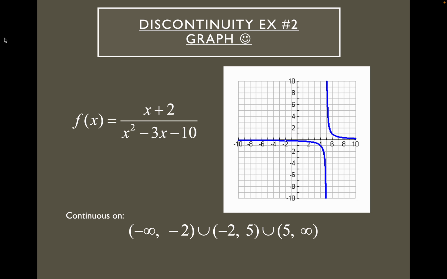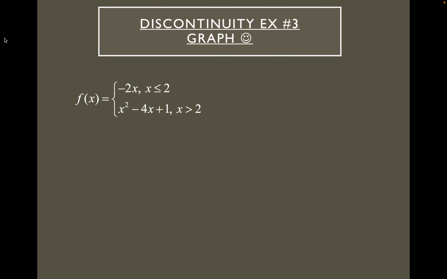Remember earlier we mentioned the -2 is my removable. And therefore you see the middle part from -2 to 5. And the last part will be on the right side, from 5 to positive infinity. Once again, when there is a picture, the answer is in the picture. Okay, loving it. All right, piecewise function.